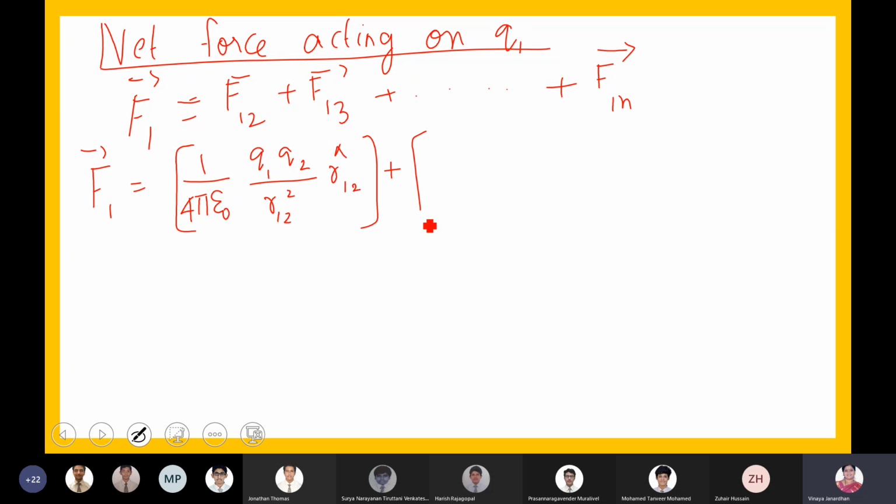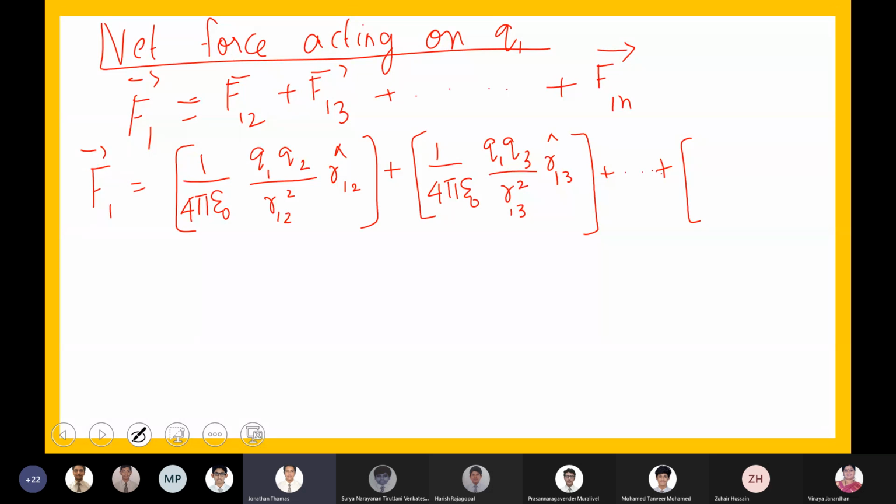The second term is 1 by 4 pi epsilon naught Q1 Q3 divided by R13 square, R13 cap. Do we have to take the modulus of the product of the charges? No, not necessarily. I just wrote it so you understand. If you write modulus, it's fine; otherwise, you can leave it like this. So 1 by 4 pi epsilon naught Q1 Qn divided by R1n square, R1n cap.